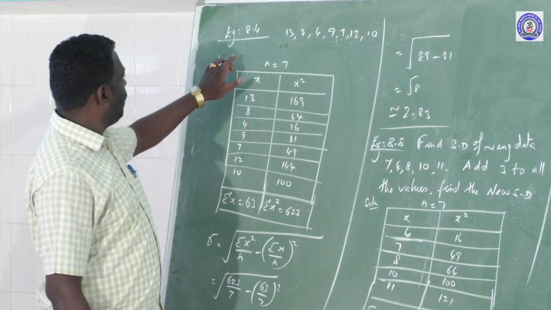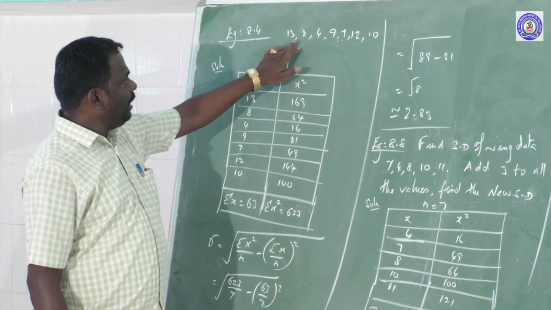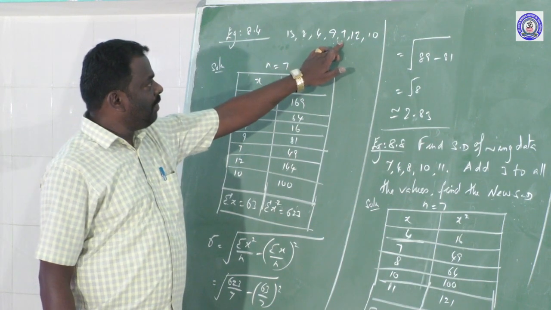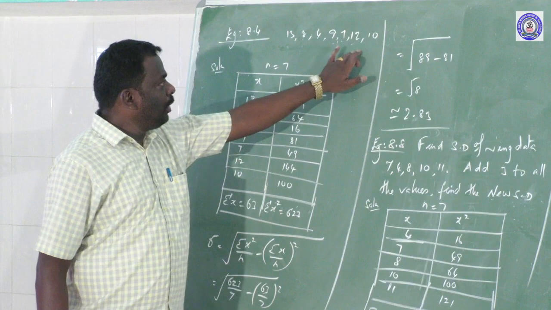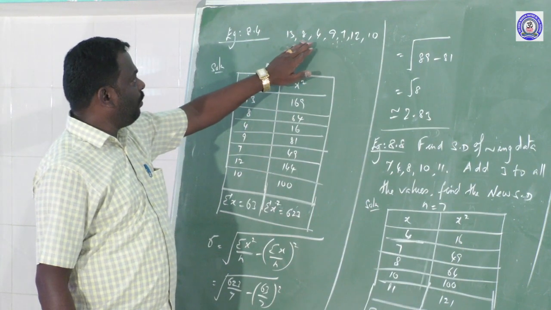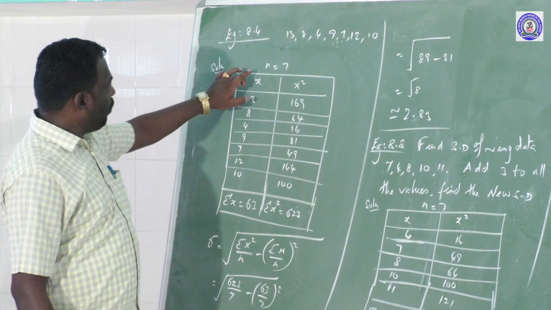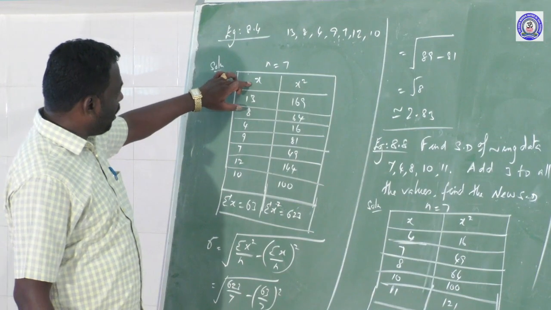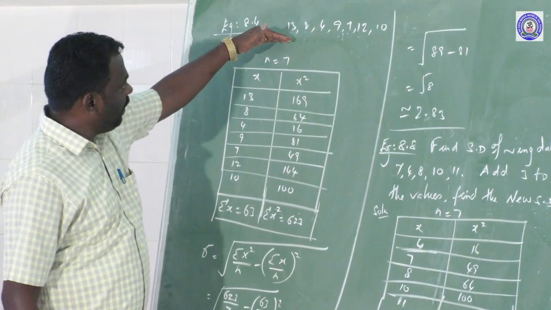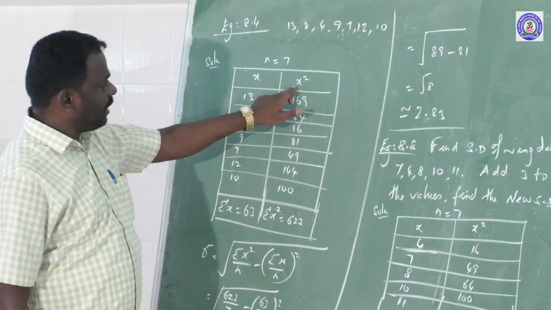Now let's see example number 8.4, where the data are 13, 8, 4, 9, 7, 12, 10. These are ungrouped data. For this ungrouped data, we want to apply the direct method. The number of data points given is 7. We make a table where the first column is x, the raw ungrouped data, and then x square.